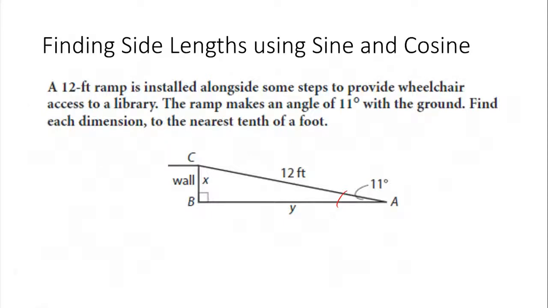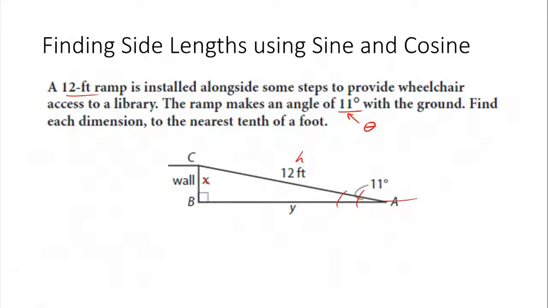It's pretty crazy. But you have a 12-foot ramp here, so that's our hypotenuse. We need to provide some additional steps, providing wheelchair access to the library. The ramp makes an angle of 11 degrees with the ground, so that's our theta. There's the ground, and again, an 11 degree incline. Now find the dimensions to the nearest tenth of a foot.